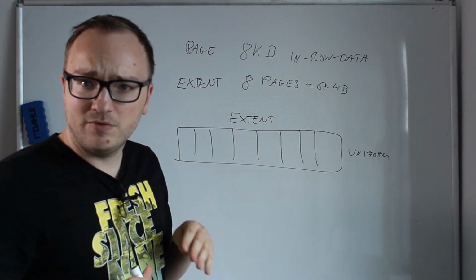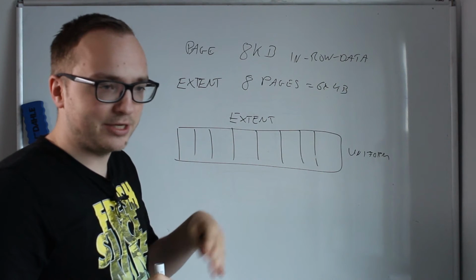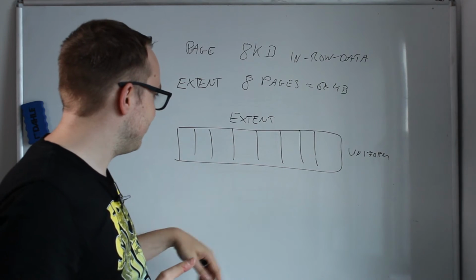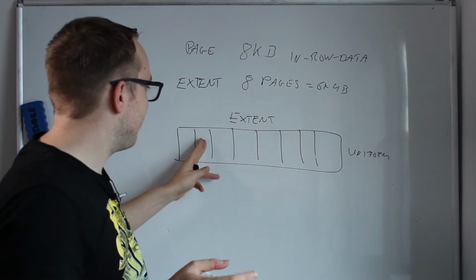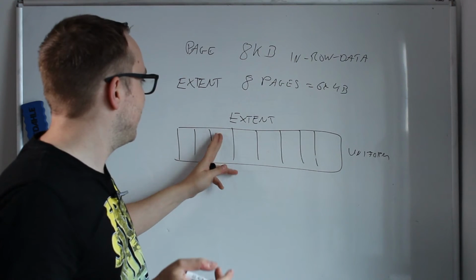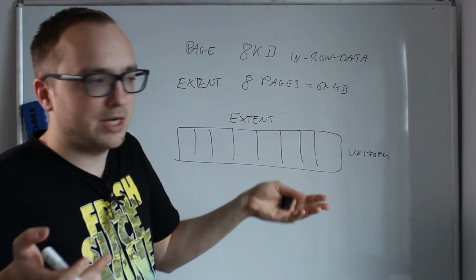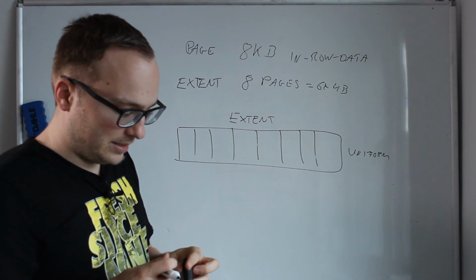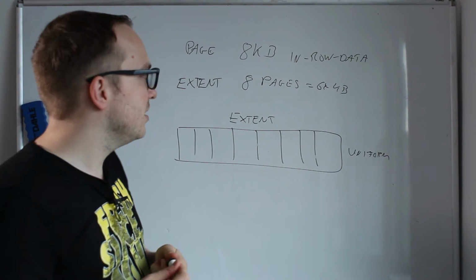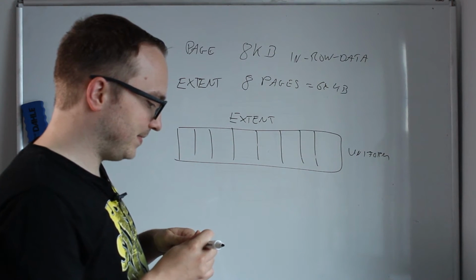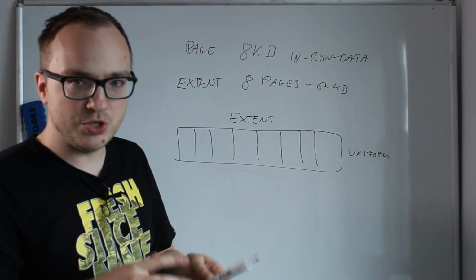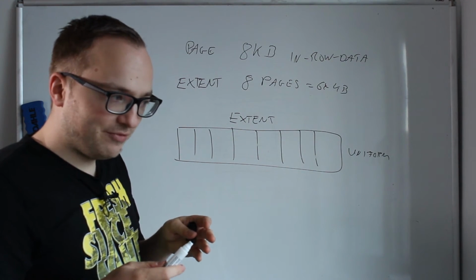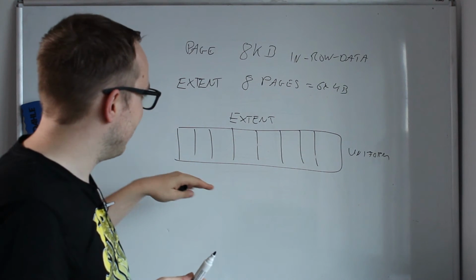But there's a second form, that is a shared extent. And a shared extent, of course, is an extent that shares data pages. That means page 1 may be from table 1, page 2 may be from another table, page 3 may be from another object like an index or something like this. So if this happens, we have a shared extent, and this is the first thing that typically gets allocated when you insert a row into a new table.